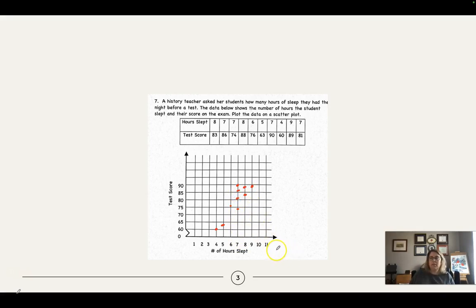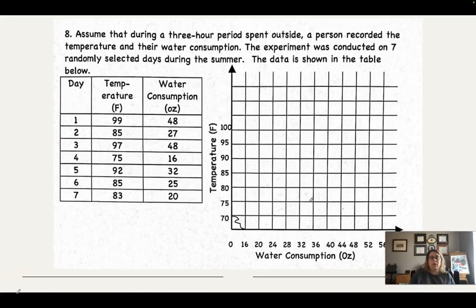So now we've looked at that. What type of correlation does that appear to be? Not that it's been asked, but let's talk about it. That's definitely a nice example of a positive correlation. It seems the more hours of sleep you get, the better your test score. Here it says, assume that during a 3-hour period spent outside, a person recorded the temperature and their water consumption. The experiment was conducted on 7 randomly selected days during the summer. The data is shown below.